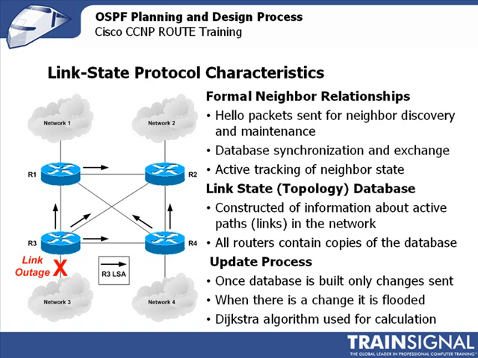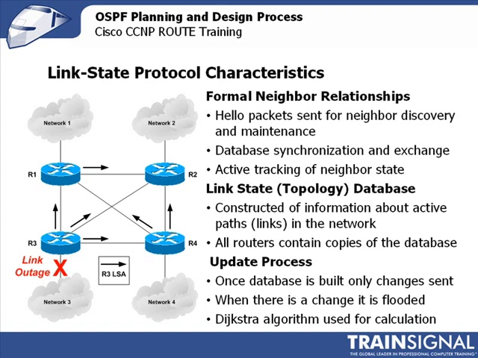Another thing that's different about link state protocols is the link state database, sometimes called the topology database. It's constructed of information about all active paths or links that are available and functioning in the link state network. It's not a table of routes, but it's a table of vectors and information about routes from which route calculations can be made. Ultimately, when convergence happens in link state protocols, every device has an identical copy of that database upon which to calculate routes.